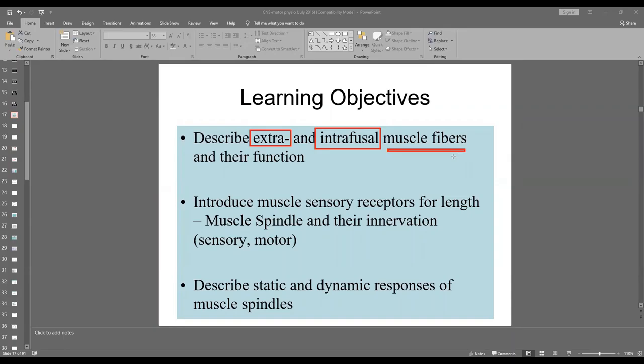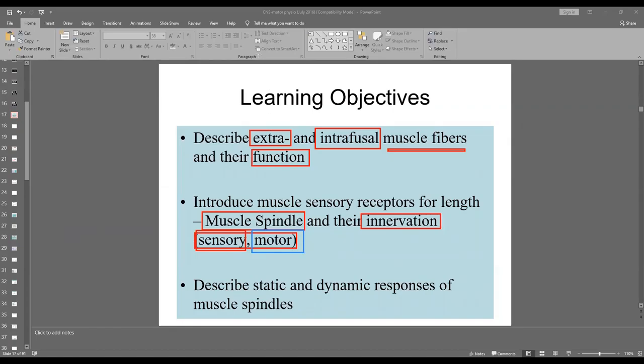Okay, coming back to the point, we will start with the types of muscle fibers, extrafusal and intrafusal fibers. What is their function? What is the difference between them? Then we'll hop on to the main focus here, which is muscle spindle. What is it? How does it relate to the different types of muscle fibers just discussed? Their innervation, and this is where you find a peculiarity: being a sensory receptor, it of course has a sensory innervation, but interestingly, it seems to also have a motor component.